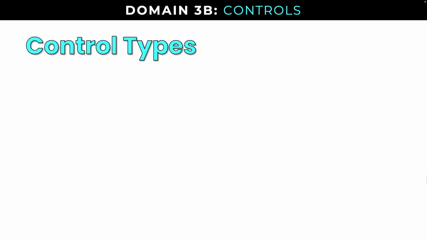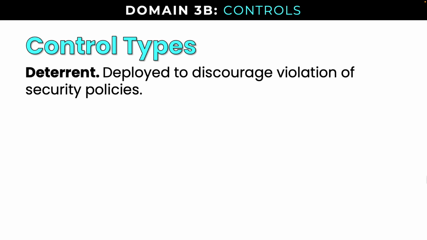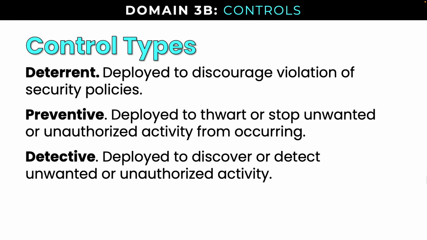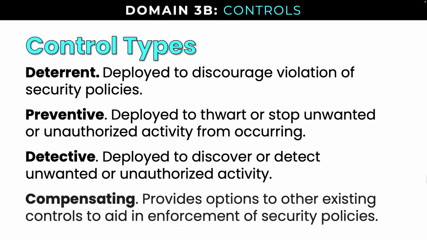There are several control types you should be familiar with, and I think you'll find these names are largely self-explanatory. We have deterrent controls, which are deployed to discourage violation of security policies. They deter bad behavior. Preventive controls, deployed to stop unwanted or unauthorized activity from occurring. Detective controls, deployed to discover or detect unwanted or unauthorized activities. Compensating controls, which provide options to other existing controls to aid in enforcement of security policies. They're kind of a backup control to other controls.